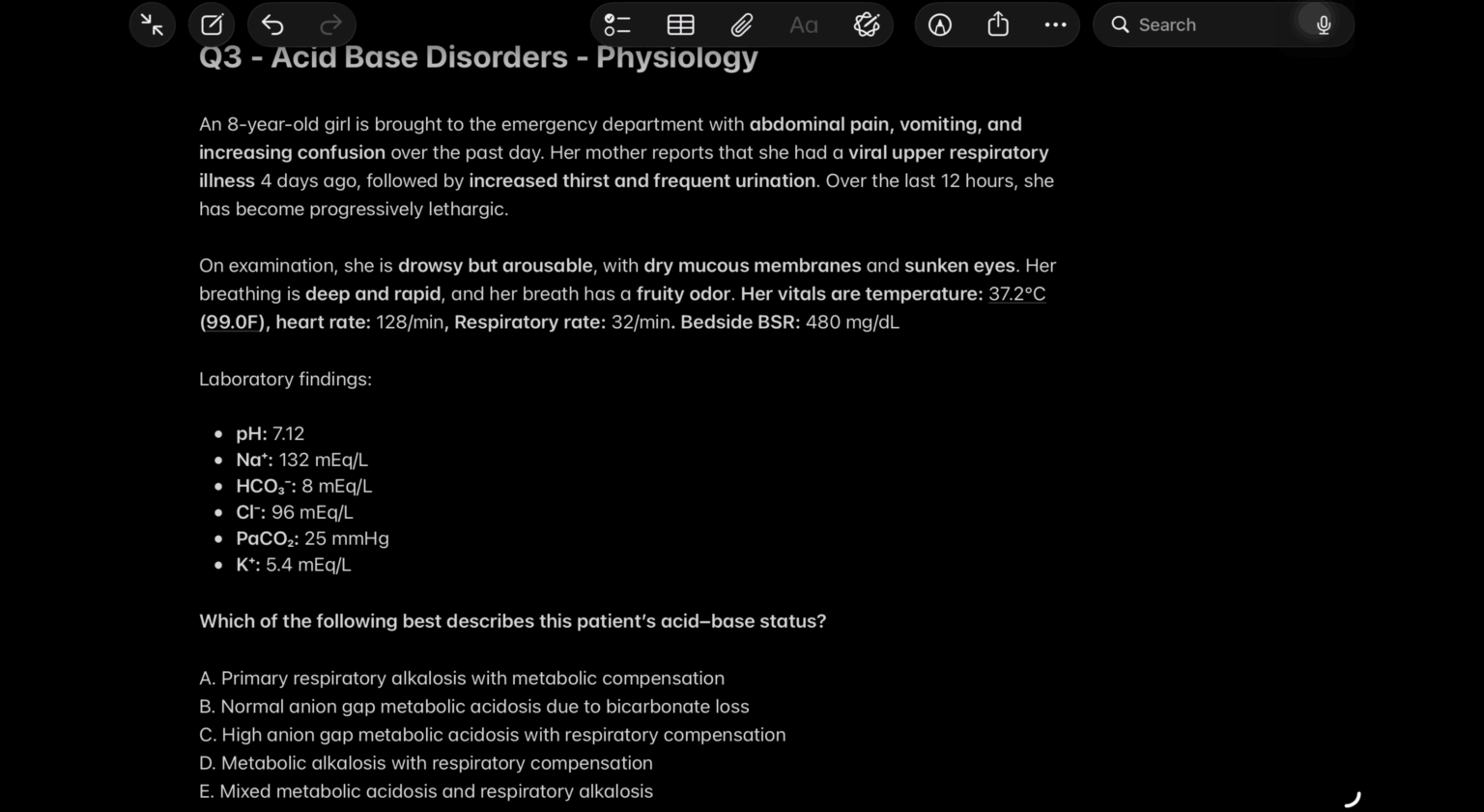if you picked option C, high anion gap metabolic acidosis with respiratory compensation, you'd be correct. Now, before we go into the explanation, first we must diagnose this patient. I deliberately left out the diagnosis in this question because that's what the USMLE will do.